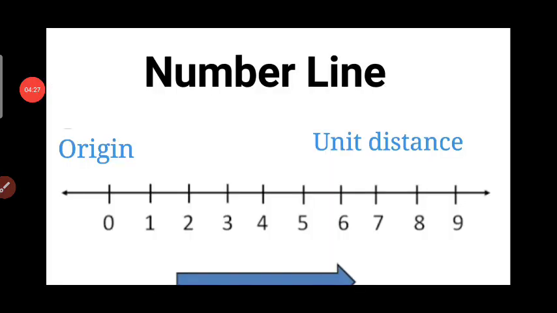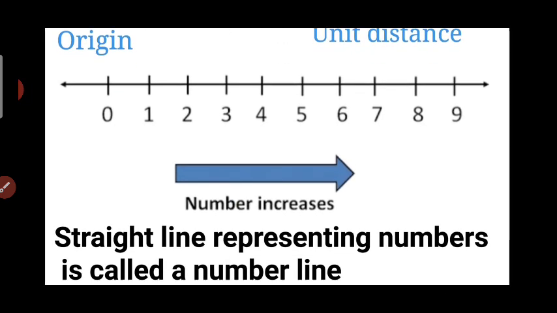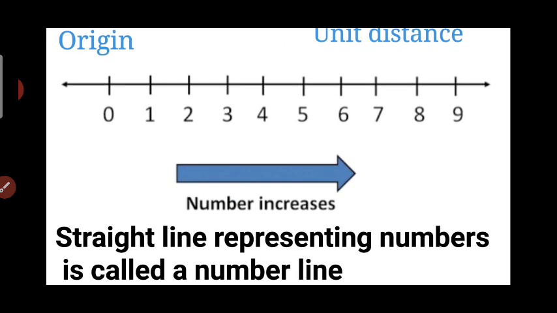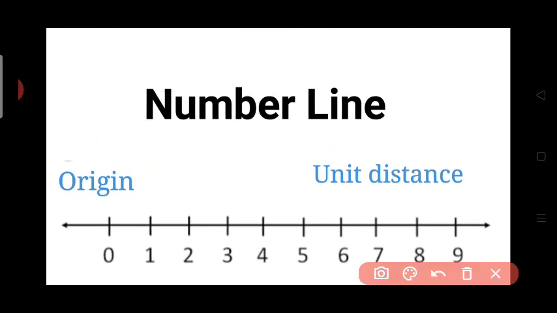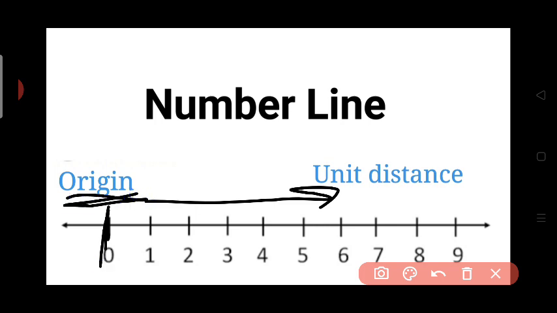Next is the number line. If you remember the definition, a straight line representing numbers is called a number line. To construct the number line, draw a straight line first, choose any point on the line and label it 0. So here we choose a point on the left side and label it 0, and this is called the origin, because from this point the number line is constructed.